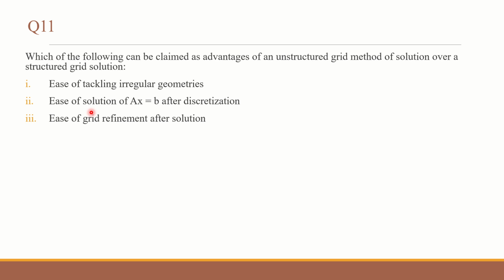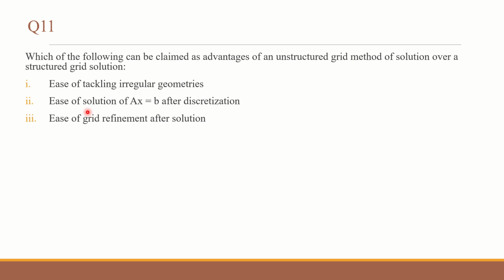Third one, ease of grid refinement after solution. So again we know that ease of grid refinement is easier when we use the unstructured grids. So third statement is also true. So 1 and 3 are right statements. Second one is a false statement. So 1 and 3 are the advantages of using unstructured grids over the structured grids. So answer is 1 and 3.